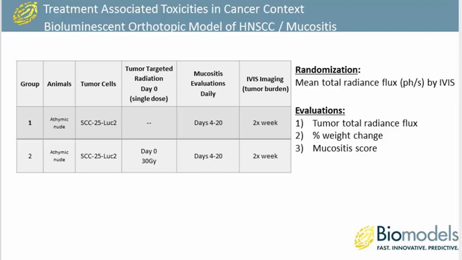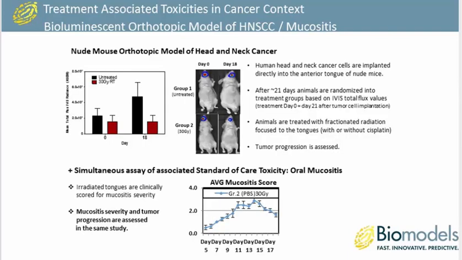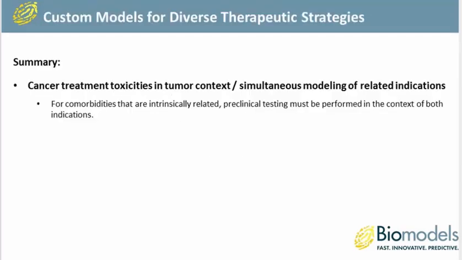So this is just the model setup again. We're using nude mice in this case with a bioluminescent tagged head and neck squamous cell carcinoma cell line, SCC25. And we're going to be able to perform mucositis evaluations and also tumor growth evaluations using the IVIS. So here's just a quick summary of the data, and I'm going to push through this and let you read this later. But basically on day 18, we're seeing tumor growth and decreased tumor growth in the targeted radiation group, whereby in the targeted radiation group, we get increased mucositis score versus the untreated group has no mucositis.